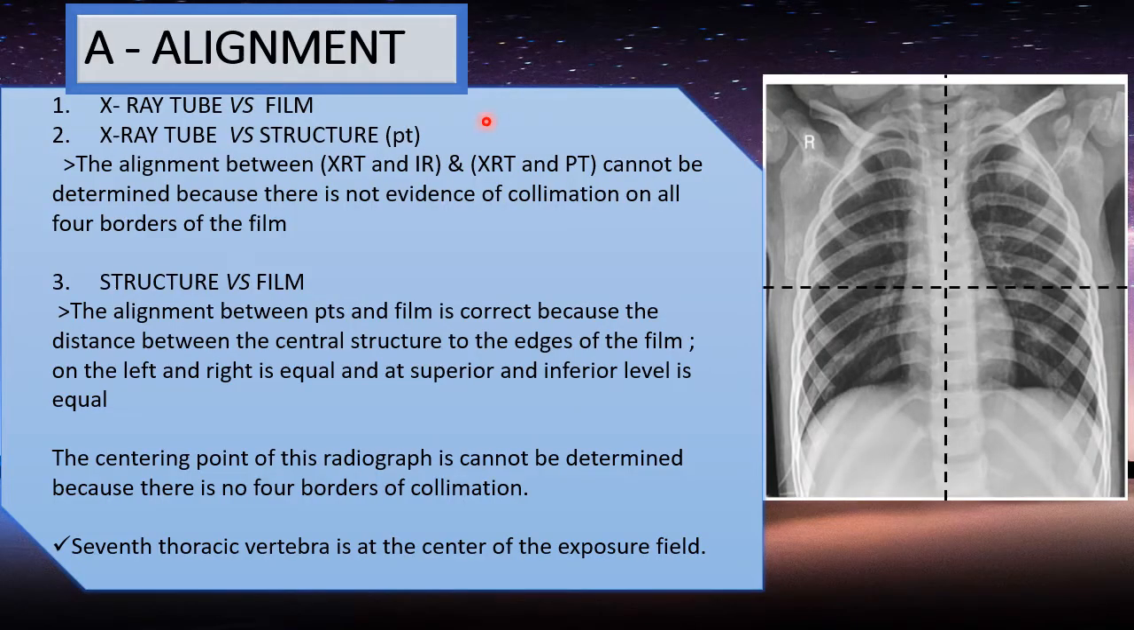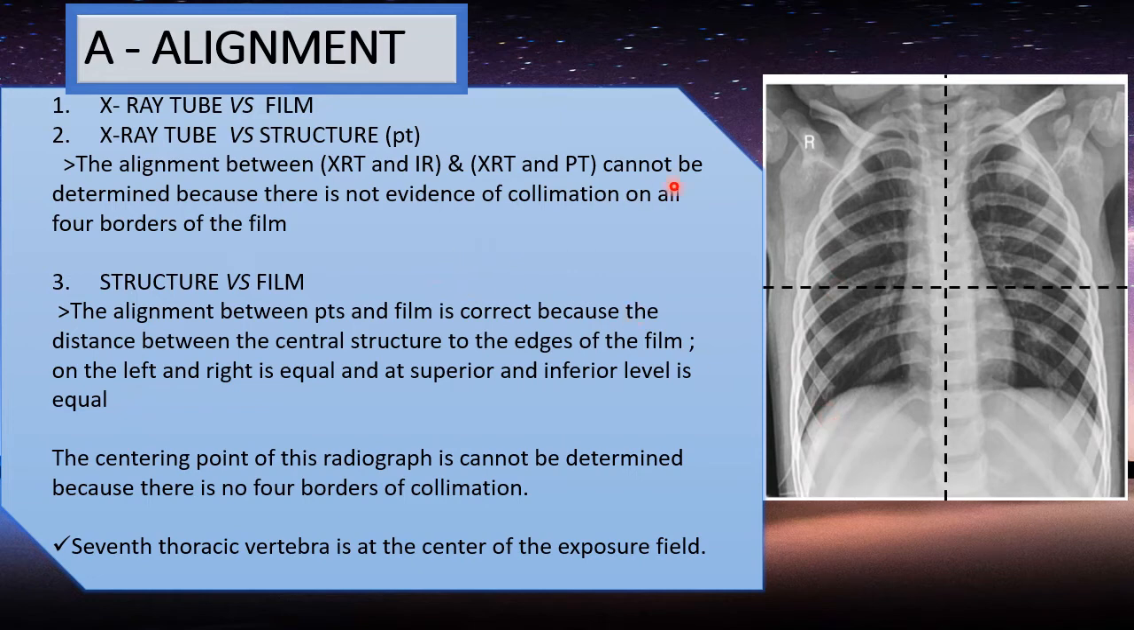For alignment, first, collimation versus film and collimation versus structure. The alignment between collimation and IR and collimation with patient cannot be determined because there is no evidence of collimation on all four sides, four borders of the film.